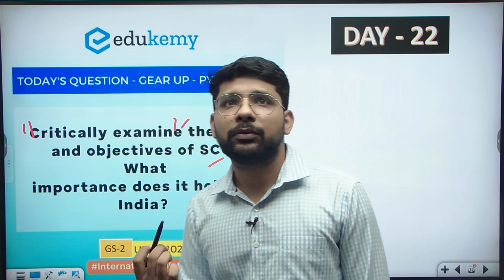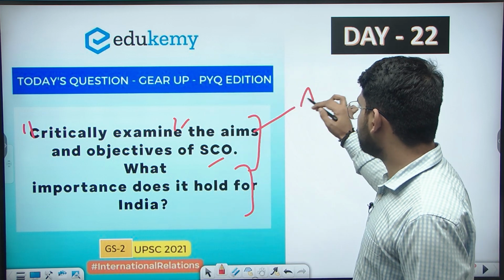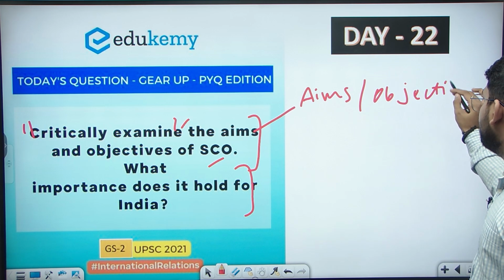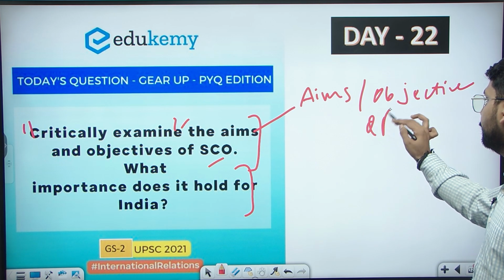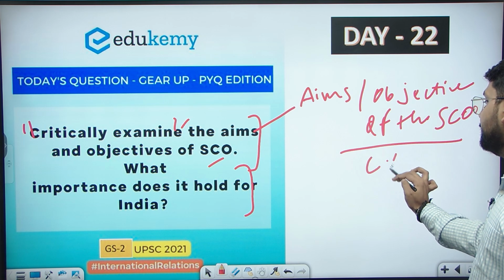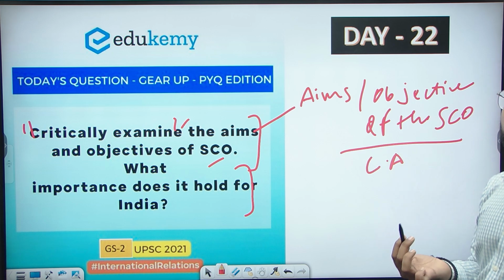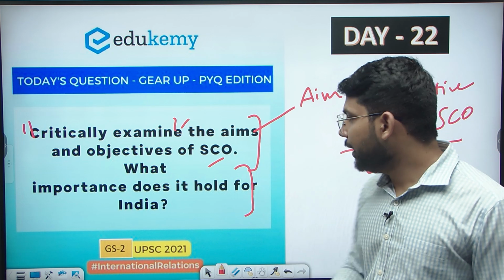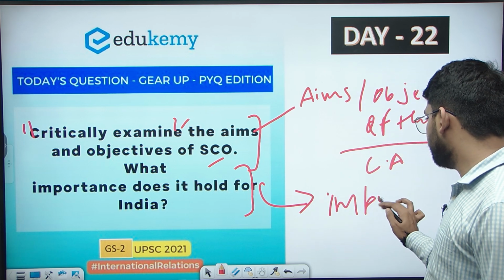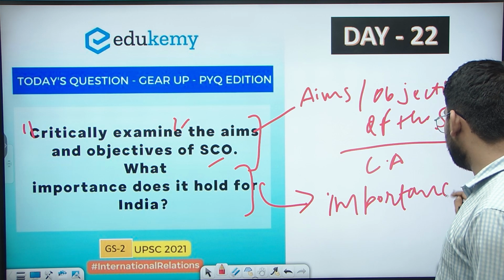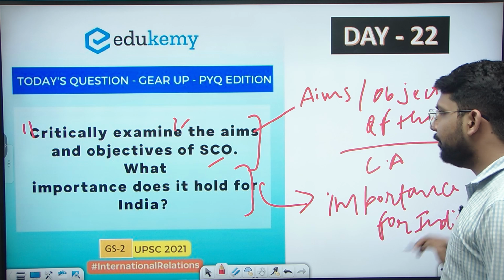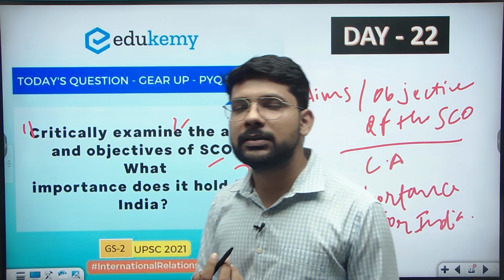We need to write about the aims and objectives of the SCO. And remember, we need to critically analyze them. Aims and objectives, we need to critically analyze. And in the second part, we will write about the importance for India, how the SCO is important for India. So we will focus on both parts in the answer.